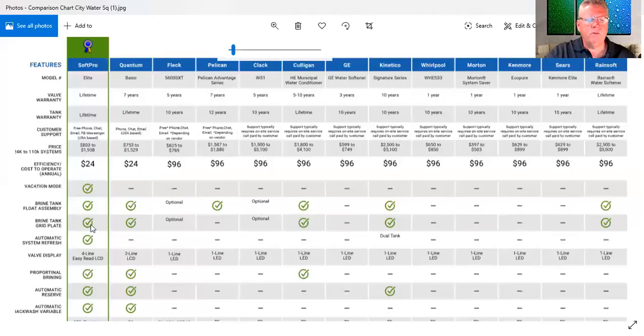The brine tank grid plate. A brine tank grid plate, also known as a salt platform, sits at the bottom of the brine tank and helps keep the salt from bridging up. It keeps the salt off the bottom of the brine tank.